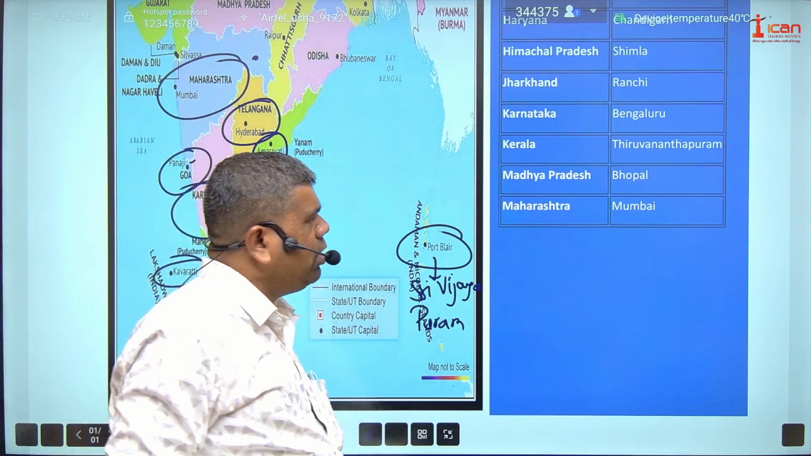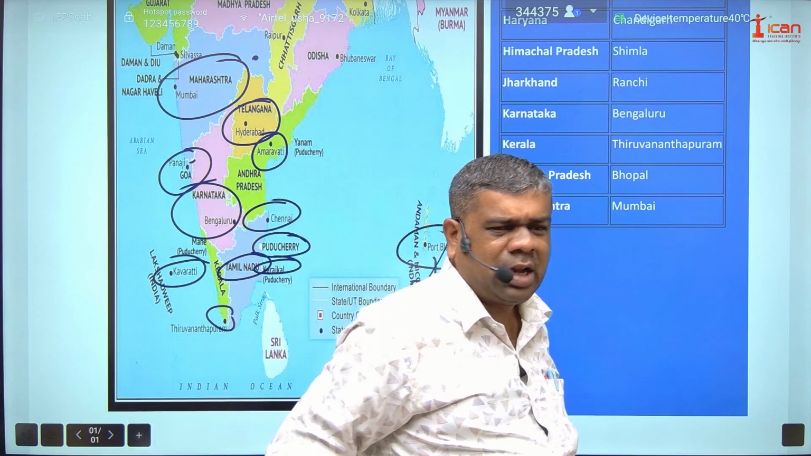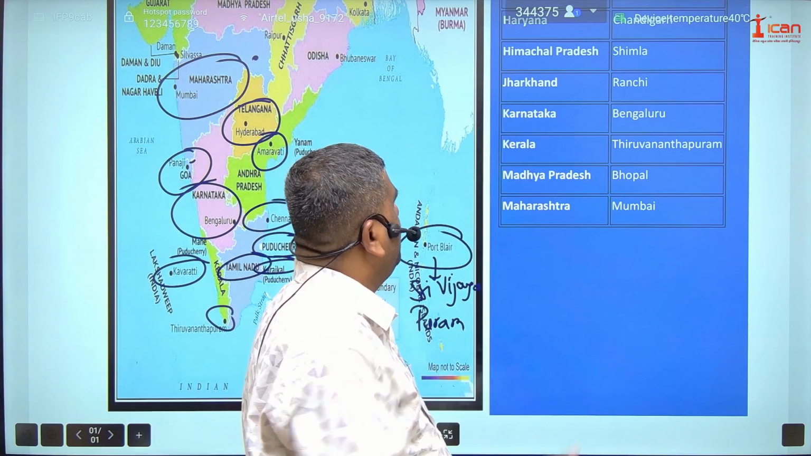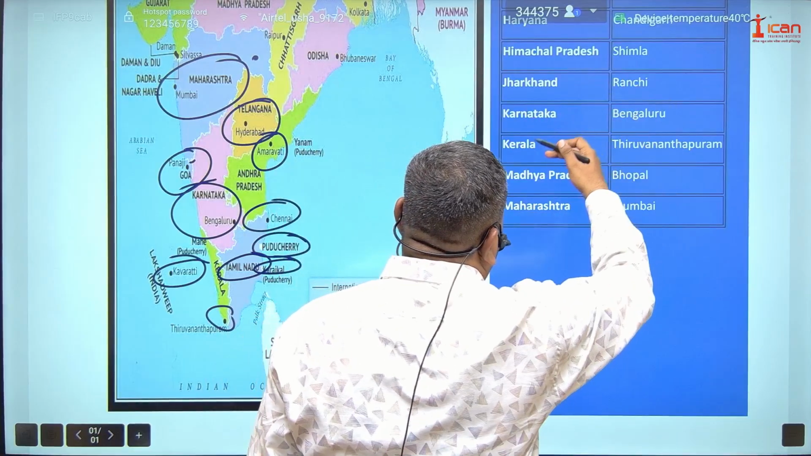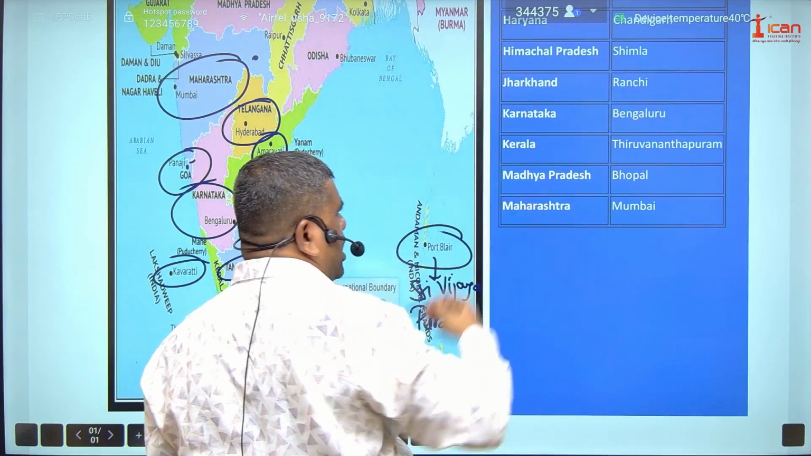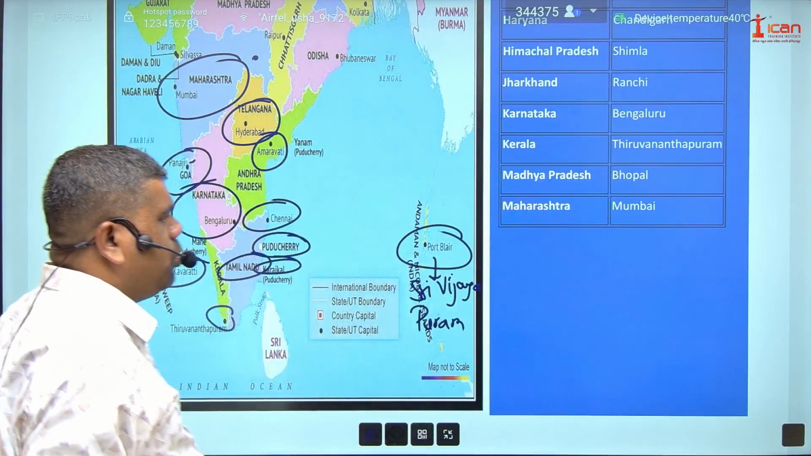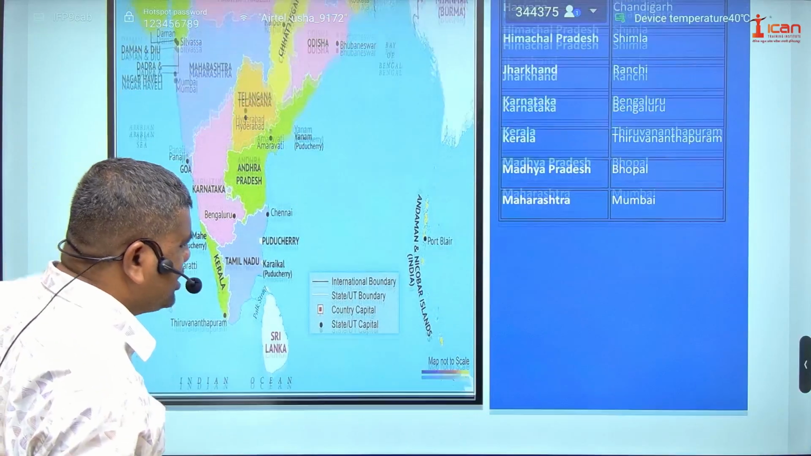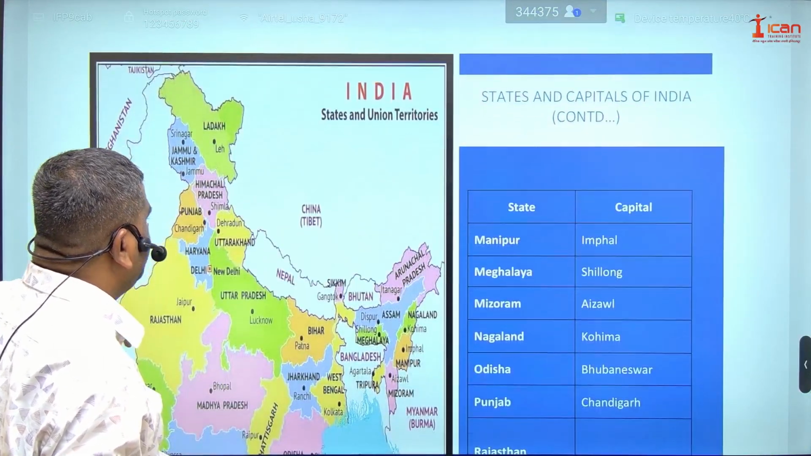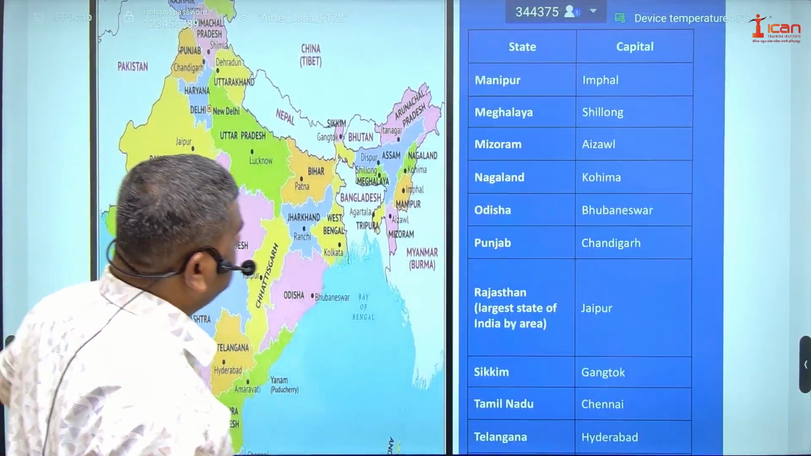If you go north to south, yes, we can even arrange it in alphabetical order. We can see we have Himachal Pradesh, Shimla, Jharkhand, we have Ranchi, Karnataka, Bengaluru, Kerala, Thiruvananthapuram, Madhya Pradesh, Bhopal, Maharashtra, Mumbai. The list continues on the next page as well, right? So, it's the same thing.